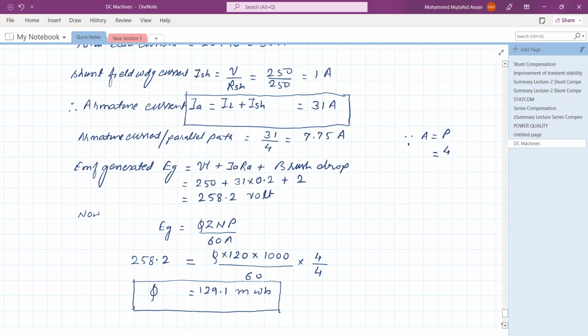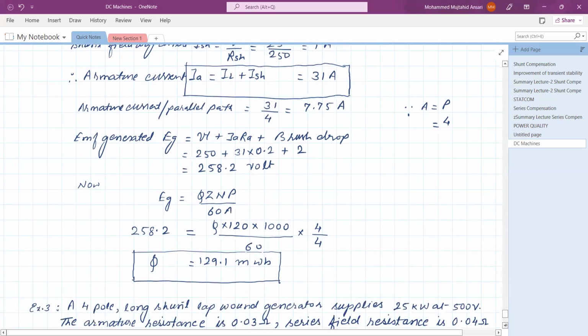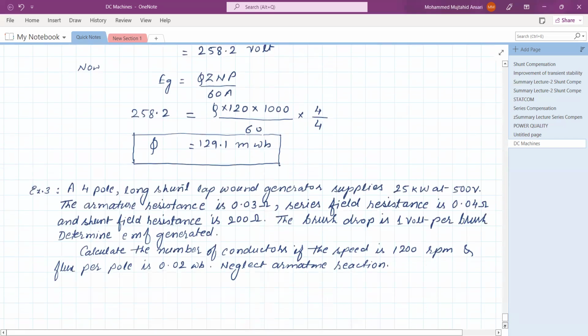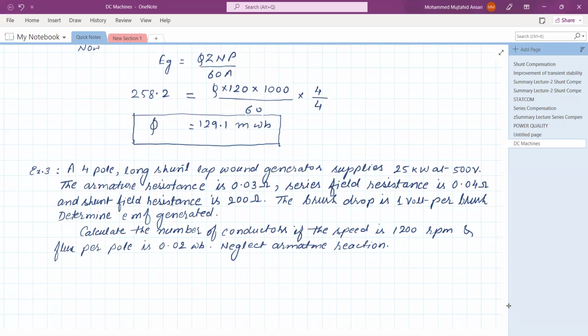So in this way, there are other numericals. One may refer to different books like Electrical Machines by P.S. Bhimra, or Electrical Machines by Ashfaq Hussain, or other books like Nagrath Kothari.